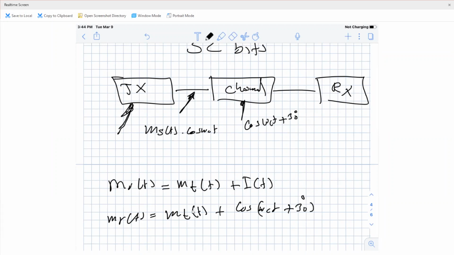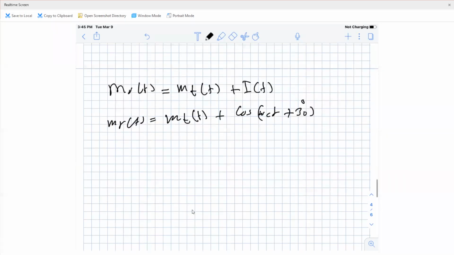Now, what will happen inside the receiving end? In the receiving end, first step, we are going to multiply the incoming signal by cosine omega CT to down convert the frequency, for frequency reduction, to work within the range of the baseband signal. So, in the receiver side, we have the following signal: MB of T equals MT of T multiplied by cosine omega CT plus cosine omega CT plus 30. Again, it is multiplied by cosine omega CT.